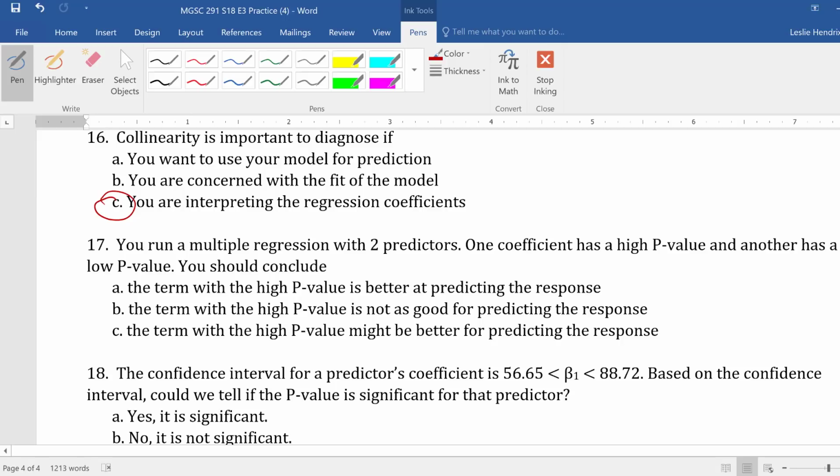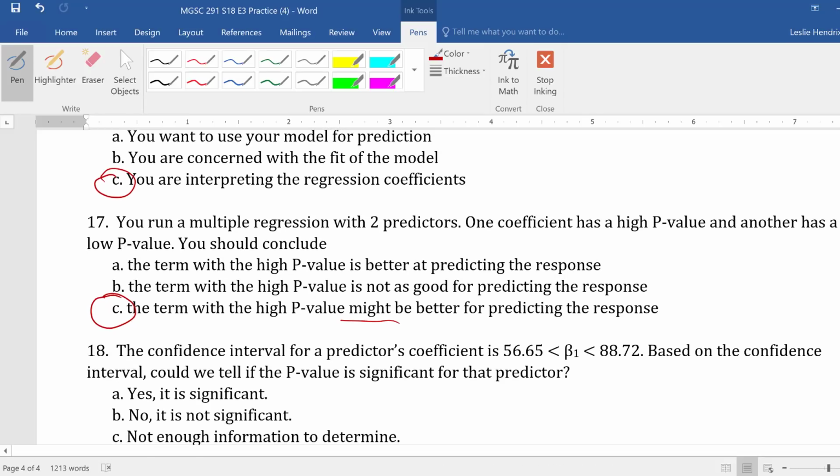So I just don't want you to jump to a conclusion that just because one of them has a high p-value and the other one has a low p-value, that only the low p-value is important to predicting your response. So I want you to say the term with the high p-value might be better for predicting the response, but we don't quite know yet until we look at them individually and consider collinearity.